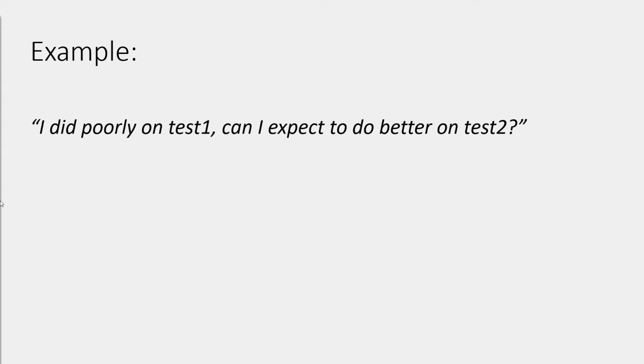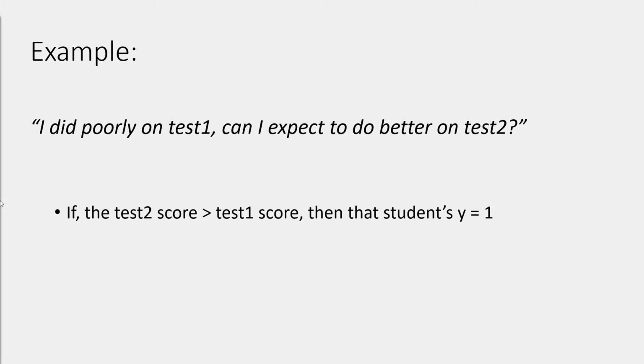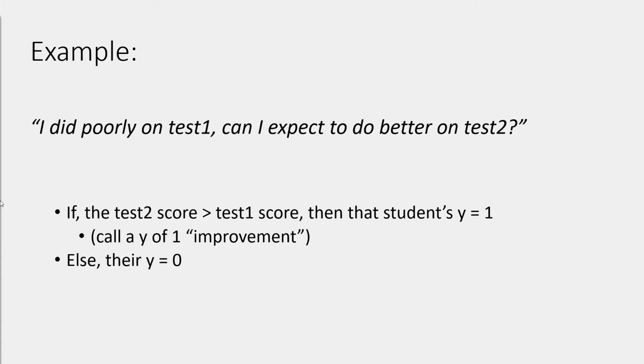My dataset from the previous time I instructed that course consisted of 151 intro stats students and their scores. To address her question, can she expect to do better on test 2 than test 1, our dependent variable should reflect her simple categorical question, specifically y equals improvement, as coded by the following rule. If the test 2 score is greater than the test 1 score, then that student's y equals 1, or improvement. Else their y equals 0, which is either a test 2 score equal to their test 1 score, or a test 2 score that is lower than their test 1 score.